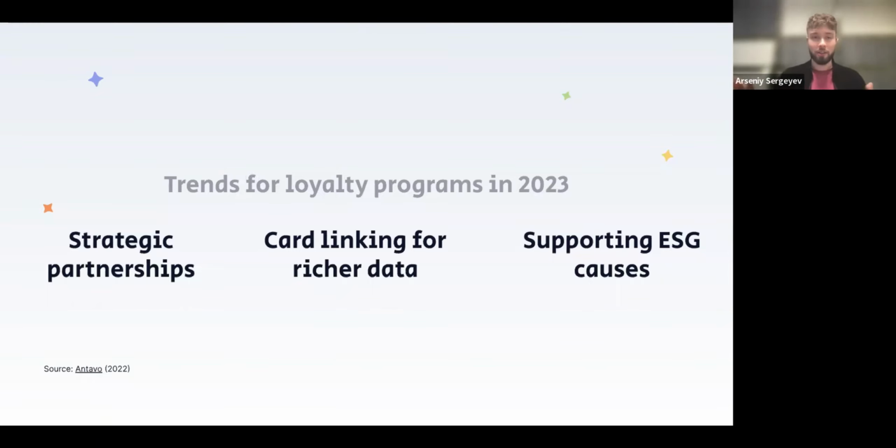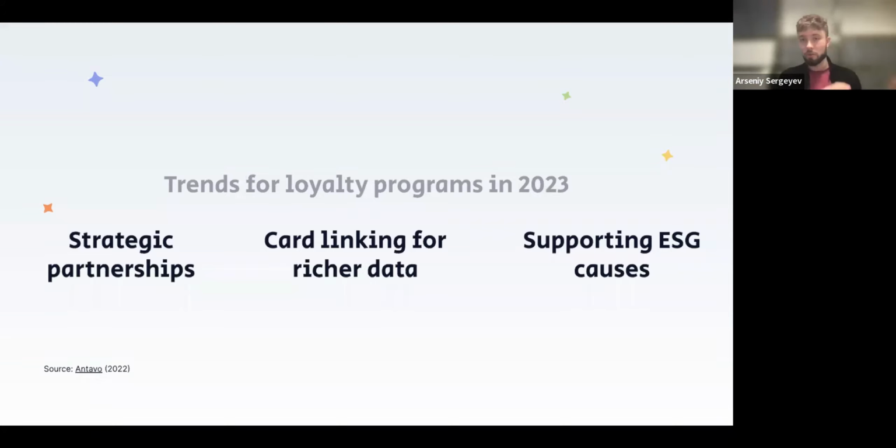They don't have to show anything. They don't have to carry a physical card with them, God forbid. They just pay with their card and the reward is already there. It's quite technical and more complex, but the benefit is there: you have more granular transaction data about users. And the third thing is supporting ESG causes.